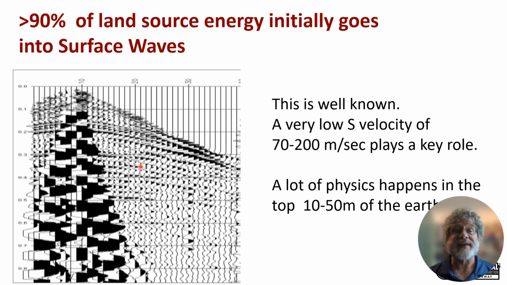Now, in this case, the surface waves stay localized on the near offsets, and you can work with the weaker reflection signal on the middle and far offsets. But what if this strong surface wave energy leaks out? Well, that's exactly the problem with refraction multiples.